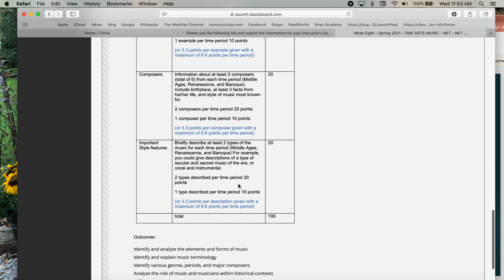And then the last thing is important style features, at least 2 style features per time period. And I find that this is the part that a lot of people forget to do. So for example, if you're talking about the Renaissance, you might want to talk about madrigals. If you're in the Baroque period, you might talk about oratorios. So you're just taking something that was specific to that time period and then briefly describing it.